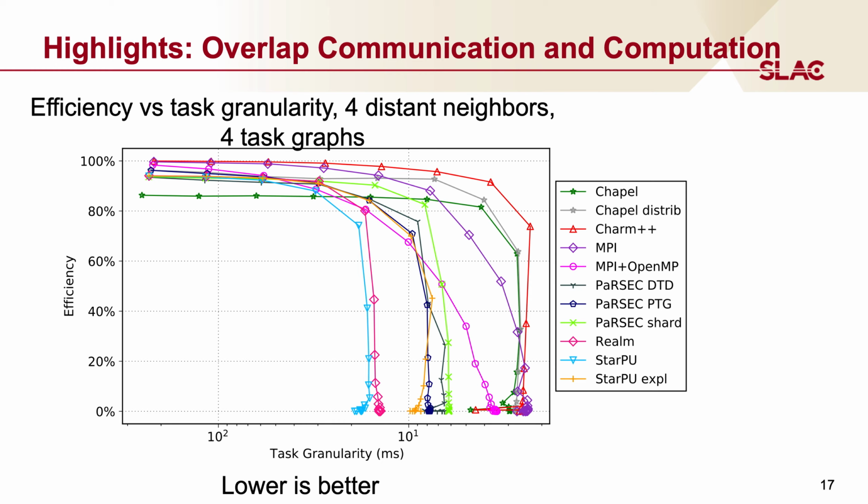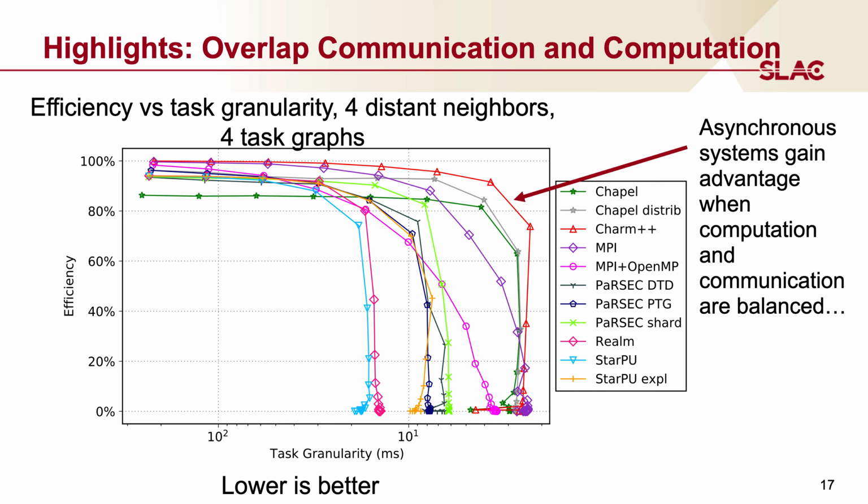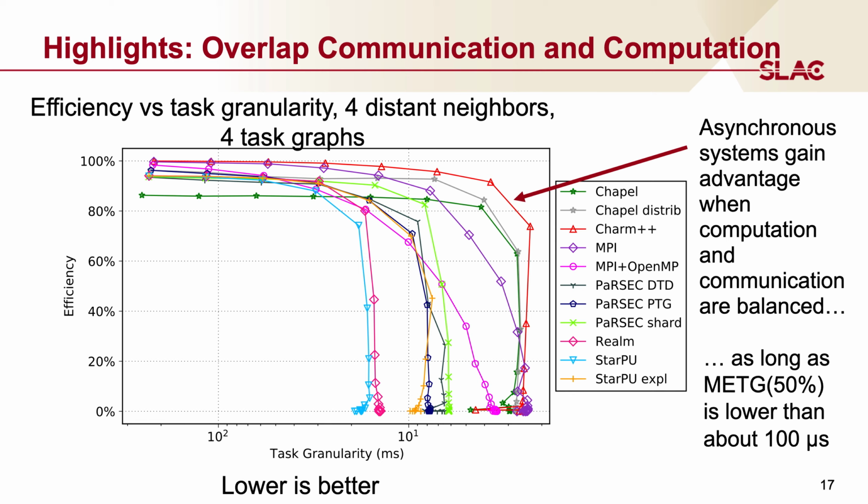We also looked at the overlap between communication and computation. So in this graph, on the left side, we have the compute-bound case. On the right side, we have the communication-bound case. And in the middle, we have balanced communication and computation. And we found that systems with an asynchronous execution mechanism were able to gain an advantage as long as their overheads weren't too high. So any system with METG 50% of lower than approximately 100 microseconds was able to demonstrate an advantage, but systems with higher overheads struggled to demonstrate that.